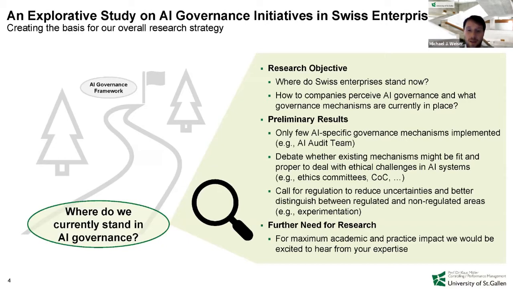And also we find this call for regulation. The companies call for regulation from the regulator on the one hand to reduce their uncertainties, of course, but also to better distinguish what will actually be regulated and which areas not. So, for example, will experimentation with these algorithms also be regulated or not? And this seems to be quite a big issue and uncertainty currently.